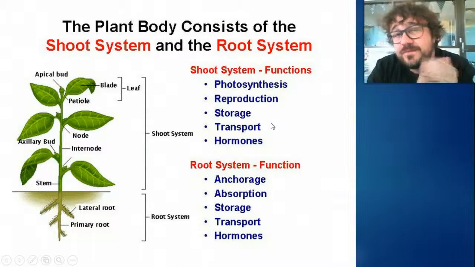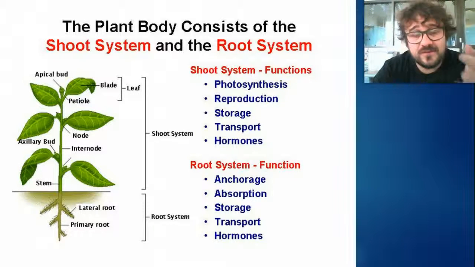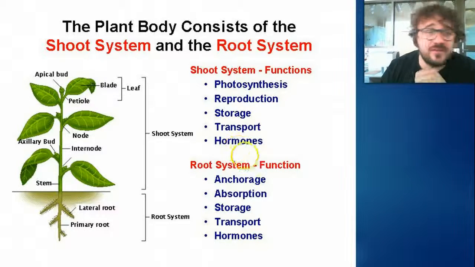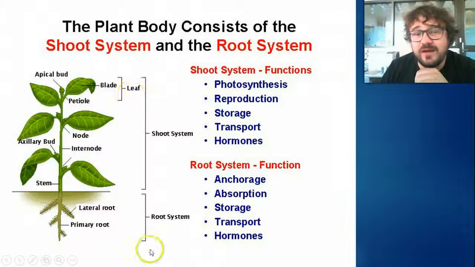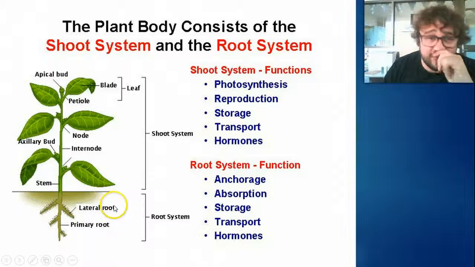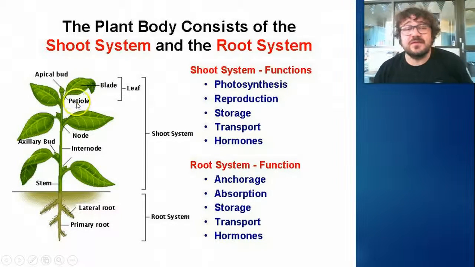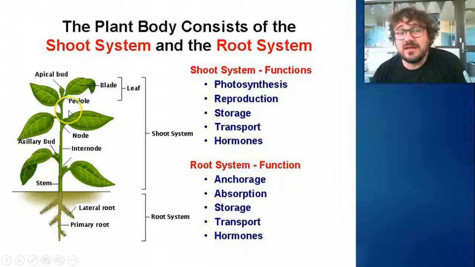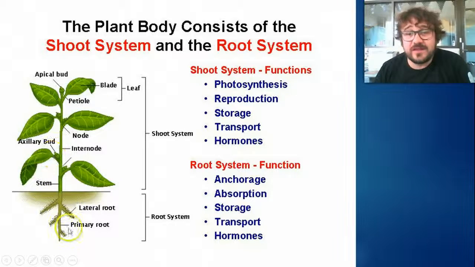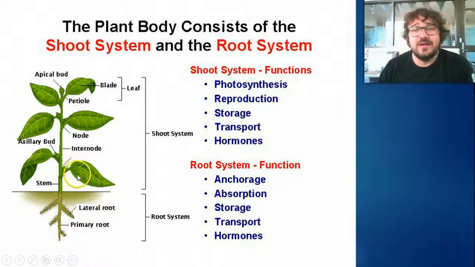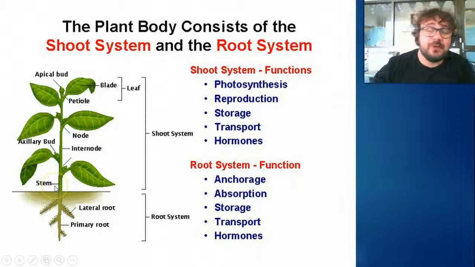All right. So the plant has two systems. Remember, we talked about tissues, so cells, tissues, organs, and systems. You have the shoot system, which is above the ground, and the root system, which is below the ground. Each system has different functions. For example, in the shoot system, so the leaves here, is where photosynthesis happens, reproduction happens, that's in the flowers, storage, and that's in the stem here, and that's for starch, transport, so stuff moving up and down, and hormones. In the root system, you get anchorage, which holds it down, absorption, so stuff up from the soil, storage again, transport, and more hormones.